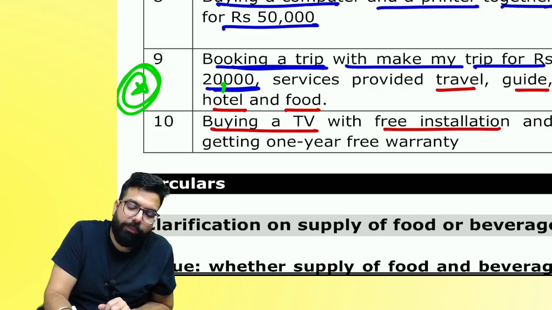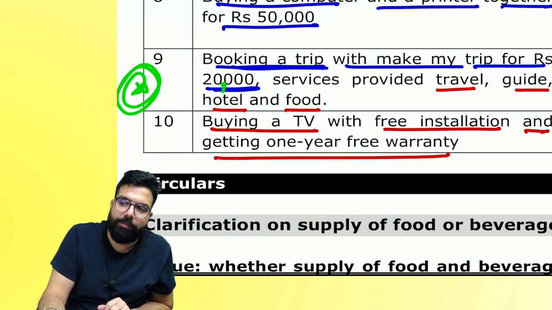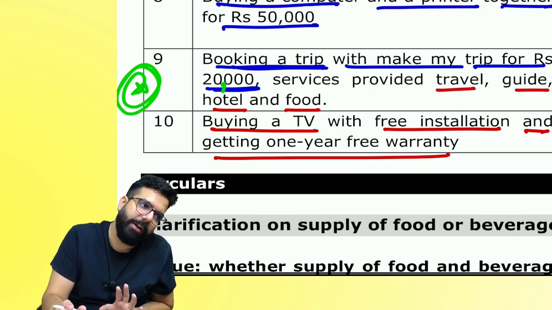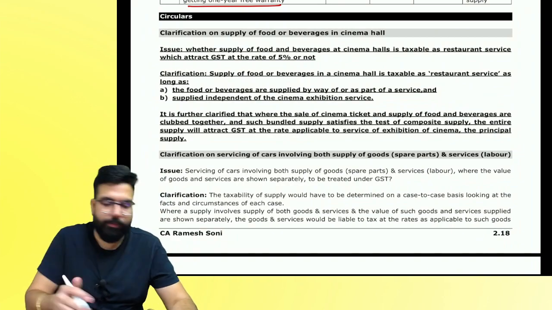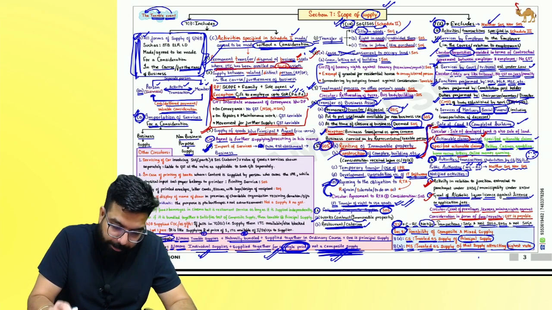Buying a TV with free installation and 1 year warranty. Composite. Are we clear or do you want to learn more? Got it, everyone? Can I go ahead? Next.